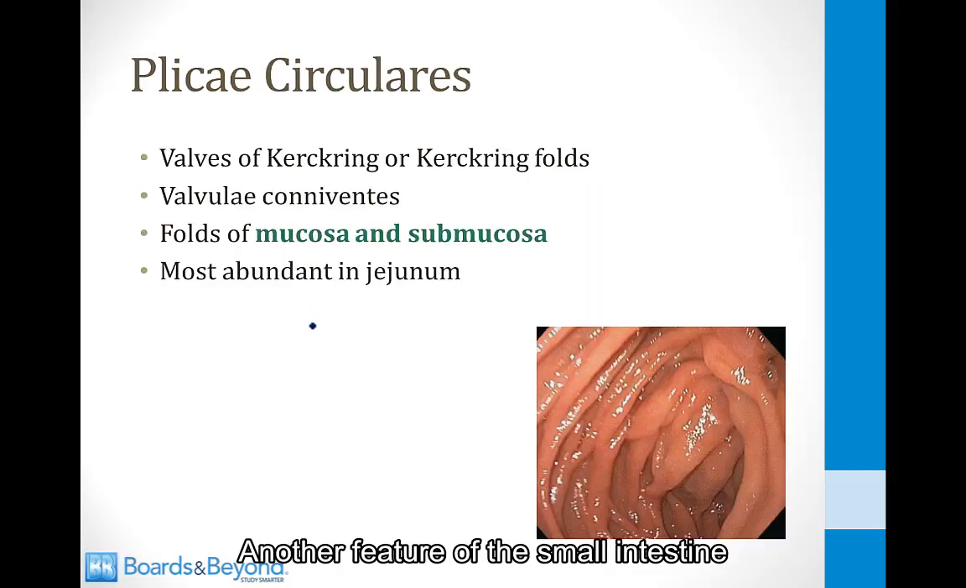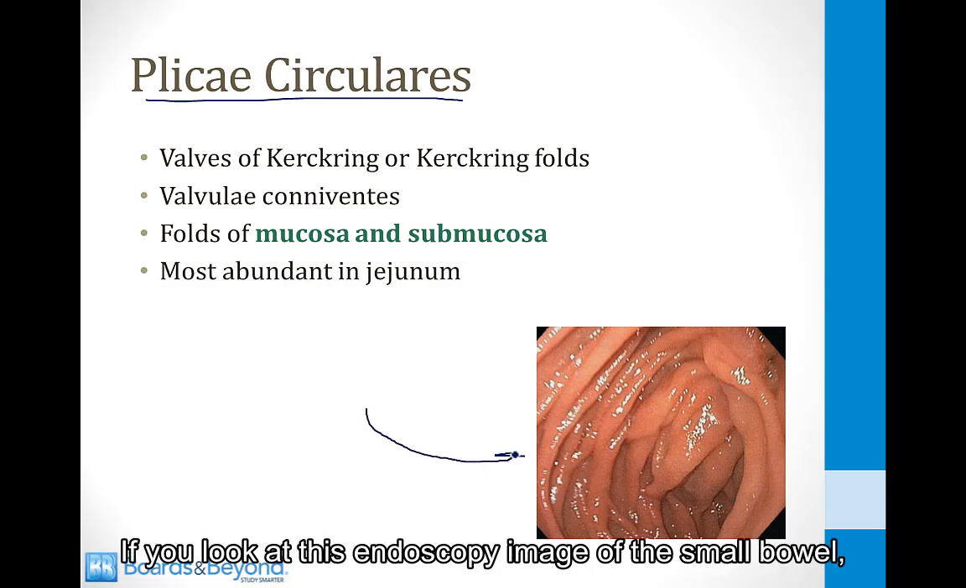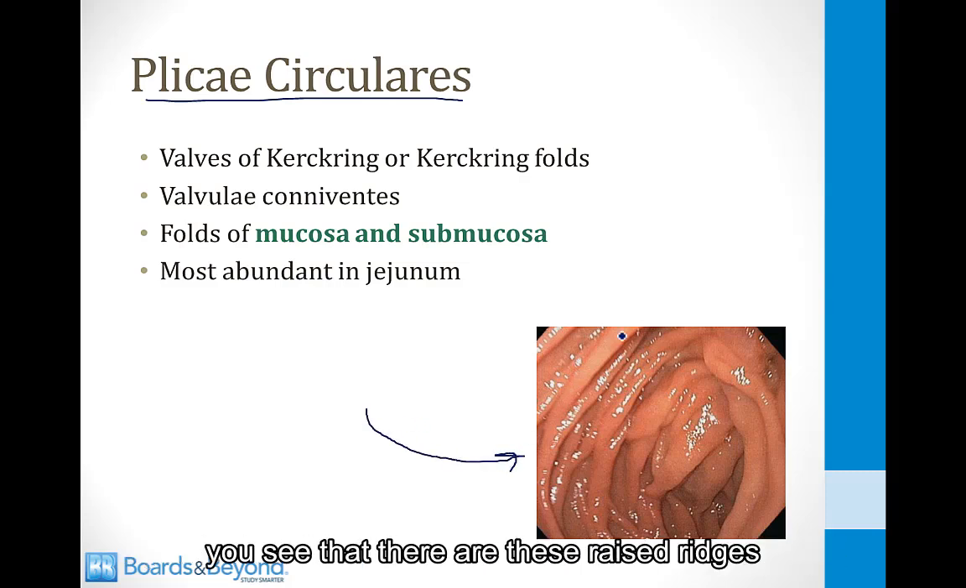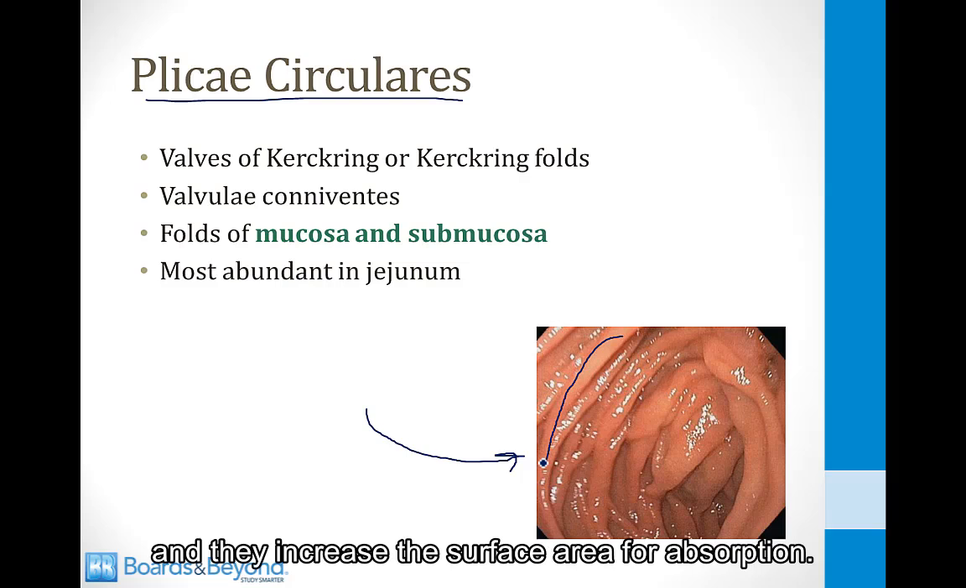Another feature of the small intestine that increases the surface area for absorption is the presence of the plicae circularis, or the circular folds. If you look at this endoscopy image of the small bowel, you see that there are these raised ridges in the small intestine. Those are the circular folds, and they increase the surface area for absorption.